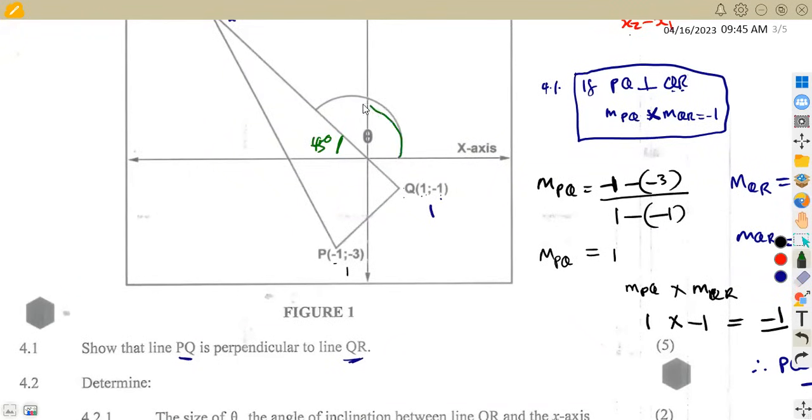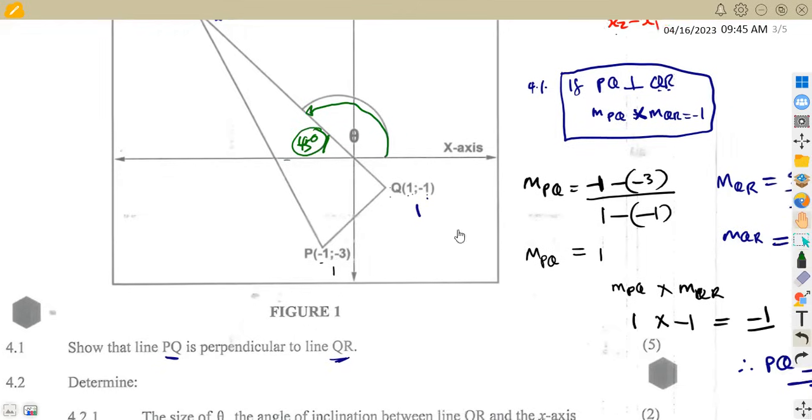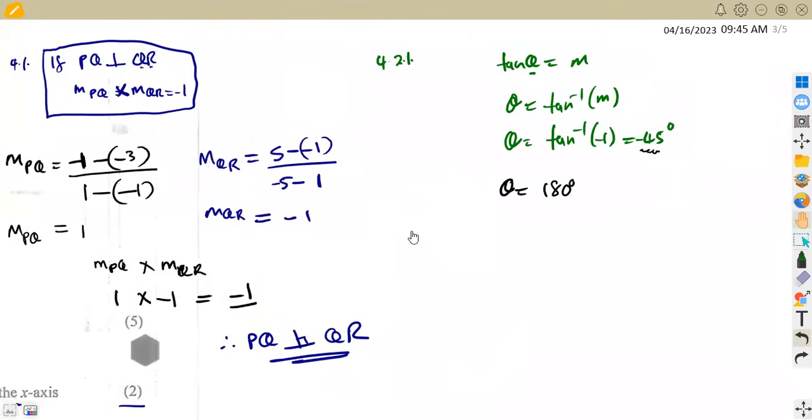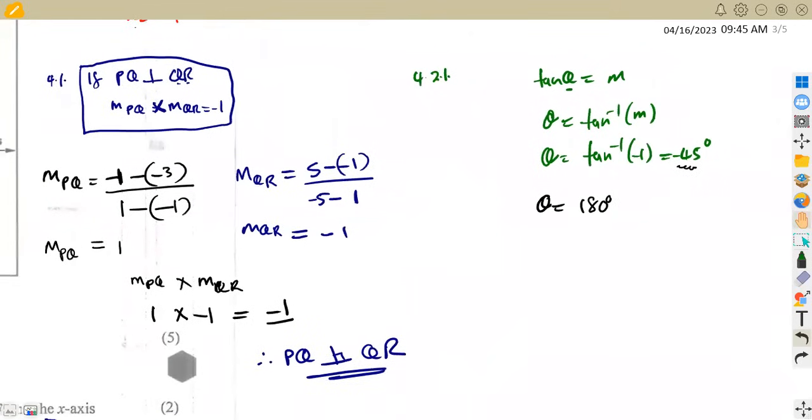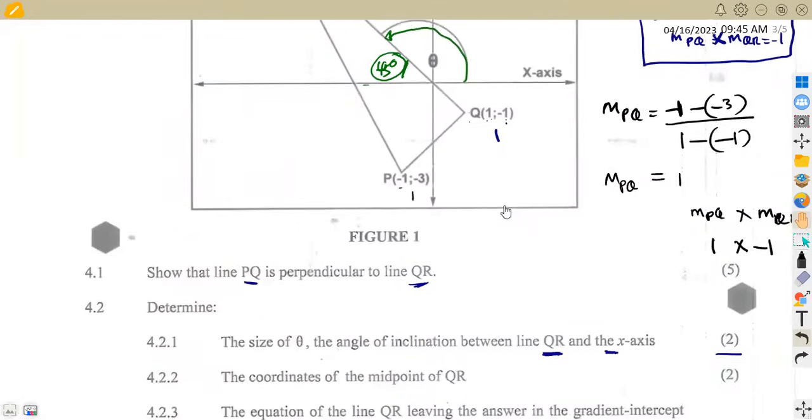So to find this whole angle theta, it is going to be 180 of a straight line minus the 45. You subtract the 45 degrees from 180. And also you must know that in the second quadrant, it's 180 minus the reference angle, which is 45 degrees. So that means our theta is going to be 135 degrees, the angle of inclination. All right, so that was it, 4.21.